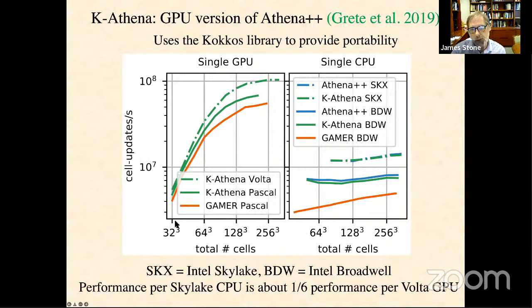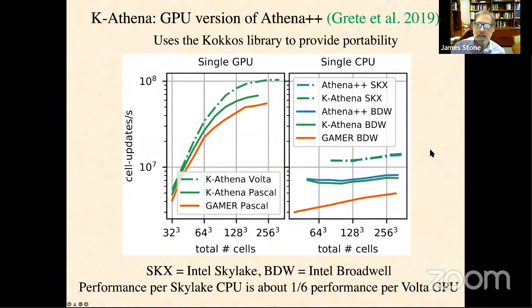A 32 cube mesh is just not big enough to keep a GPU busy, and so the performance is low. But on a 256 cube mesh on a single GPU, you're getting over 100 million zone cycles or zone updates per wall clock second on a single GPU. And in comparison to the CPU, it's more than 20 times faster. And so you get excellent performance and improved scaling or improved performance on GPUs.